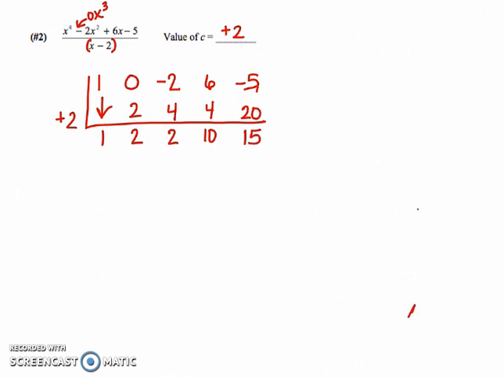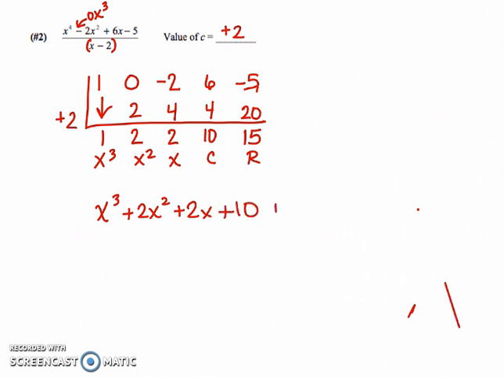And then again, from right to left, we have remainder, constant, x, x squared, and x cubed. So our answer here is going to be 1x cubed plus 2x squared plus 2x plus 10. And then our remainder is 15 over x minus 2.